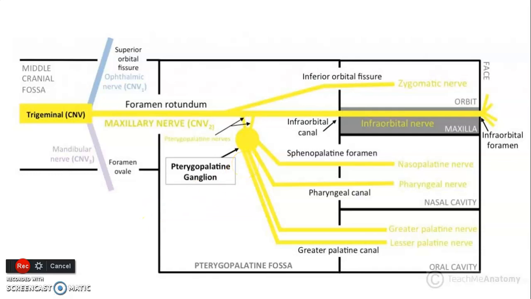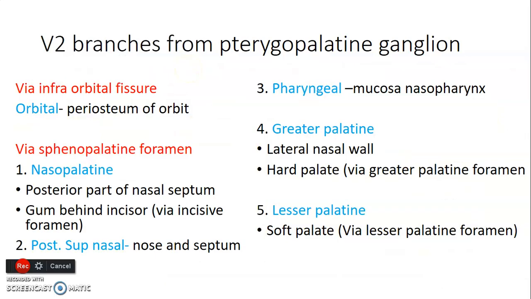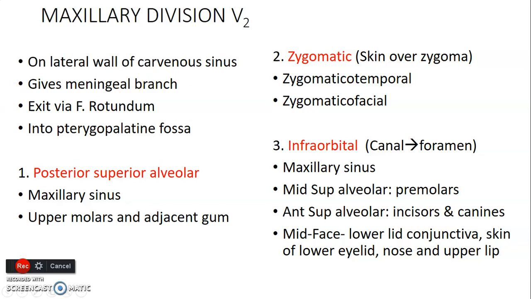So we continue with our series on cranial nerves. The maxillary division of trigeminal is located on the lateral wall of the cavernous sinus, usually gives a branch to supply the dura mater, and eventually exits the cranium through the foramen rotundum. After that, it enters the pterygopalatine fossa.